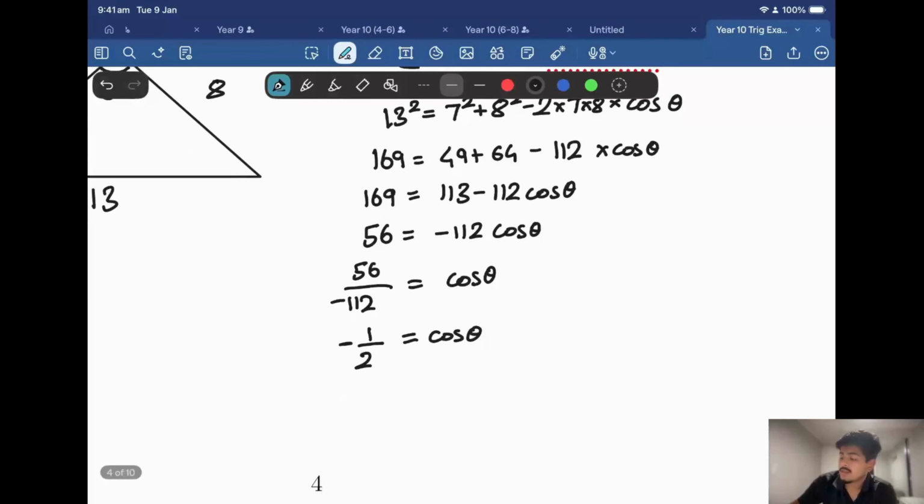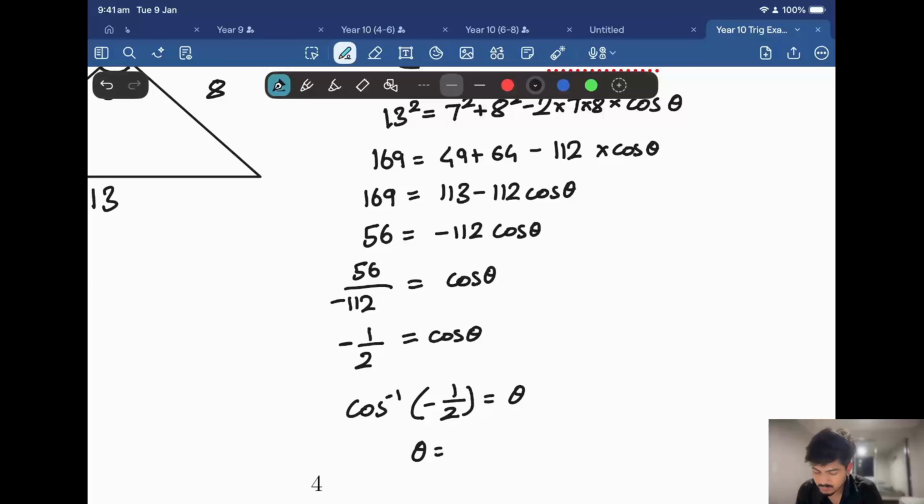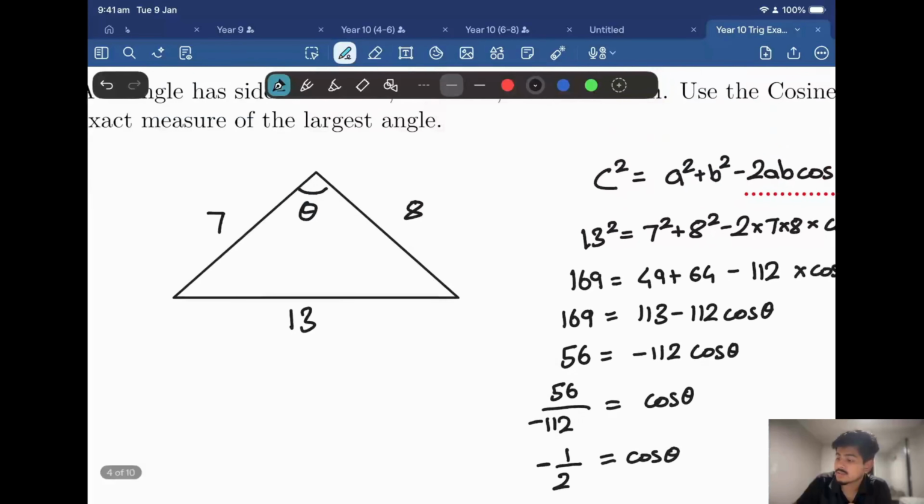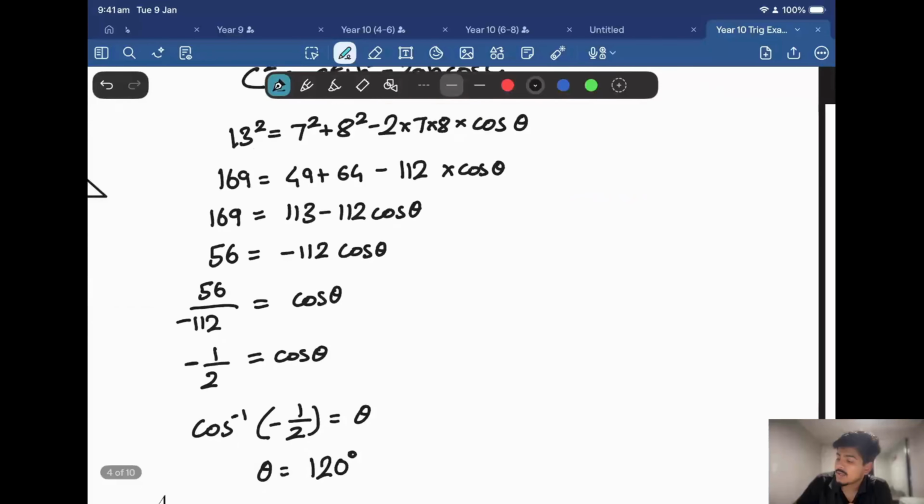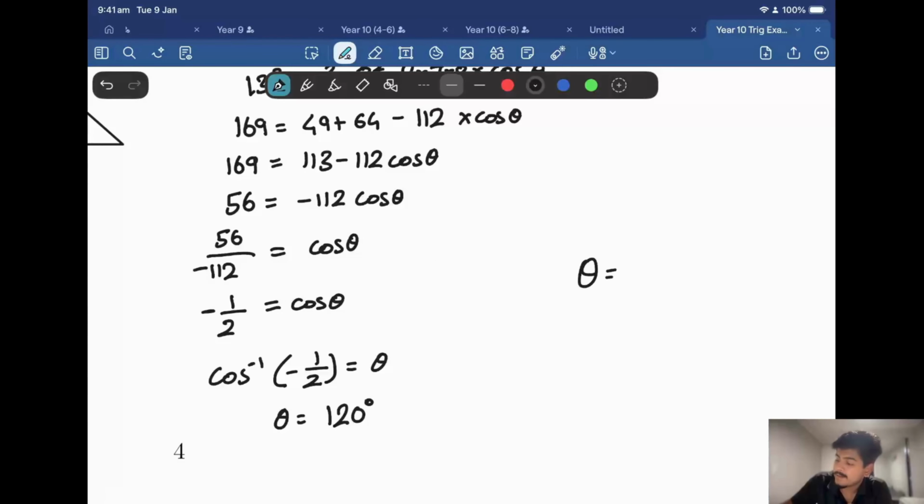Now we want to take the inverse, right? So cos inverse of negative 1 over 2 is equal to theta. So your value of theta is cos inverse of negative 1 over 2, 120 degrees. Okay, so your angle theta is equal to 120 degrees.